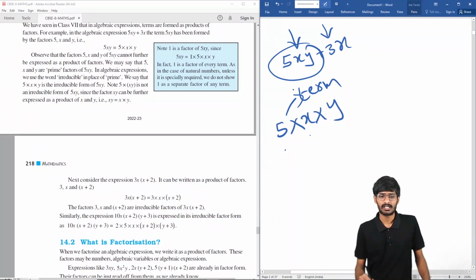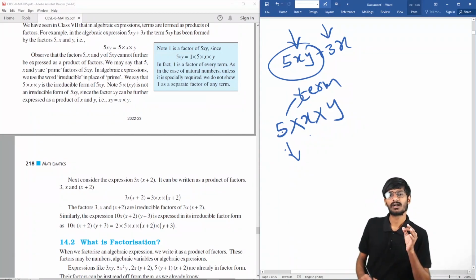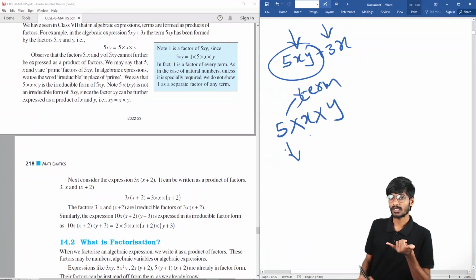And out of those, here the 5 is the prime number, so it is the prime factor. In the case of algebraic expressions, we are not having only numbers, we are having the variables also. That's why there is a scope for variables and numbers. If it is only for numbers, then we have the prime numbers, but for variables, are there any prime variables? No. In the case of algebraic expressions, we call them the irreducible terms.